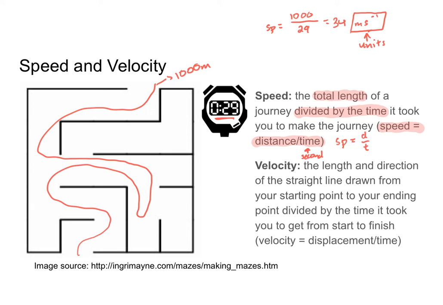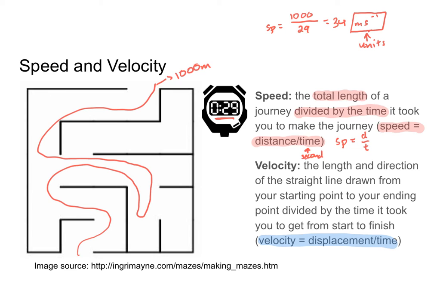Velocity is the length and direction of the straight line drawn from your starting point to your ending point divided by the time it took you to get from start to finish. In other words, velocity is displacement divided by time. And I'm going to go ahead and just highlight that definition because I think it's a little bit more useful than the written definition here.